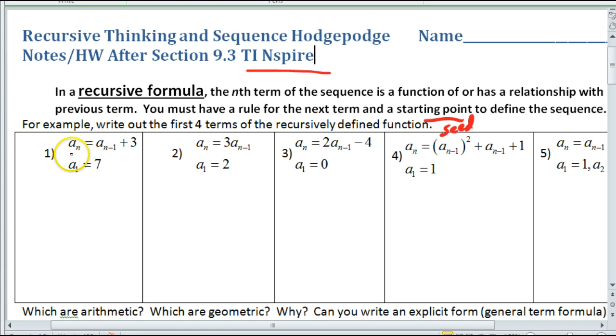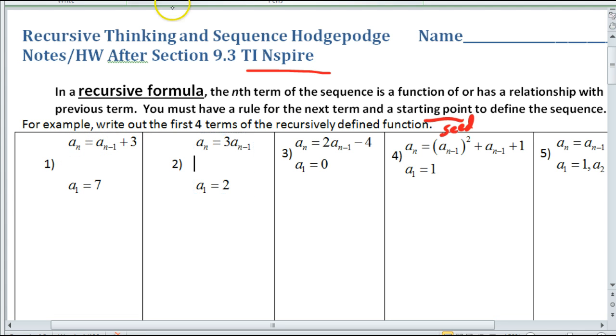If I look at example number 1, this notation might be a little weird for some of you. Some books might write a sub n plus 1 is equal to a sub n plus 3. Regardless, this term right here, a sub n, is the term that I'm working with. This is my now term, what I have right now. And this one right here is my previous term. So now is equal to my previous term plus 3. Whatever I started off with would be my previous term, and then I'm going to add 3.